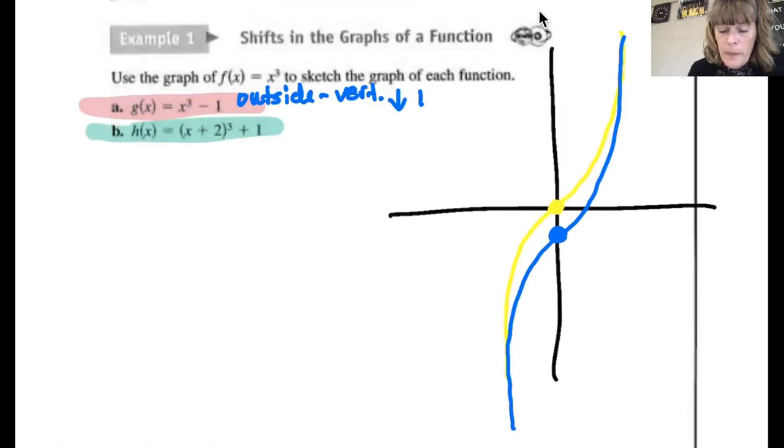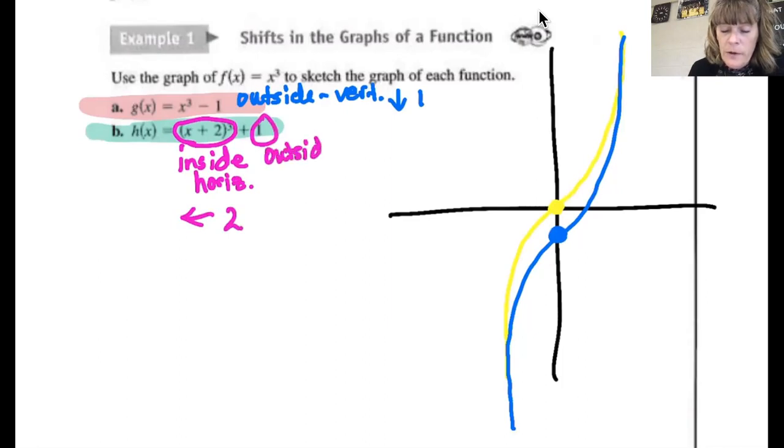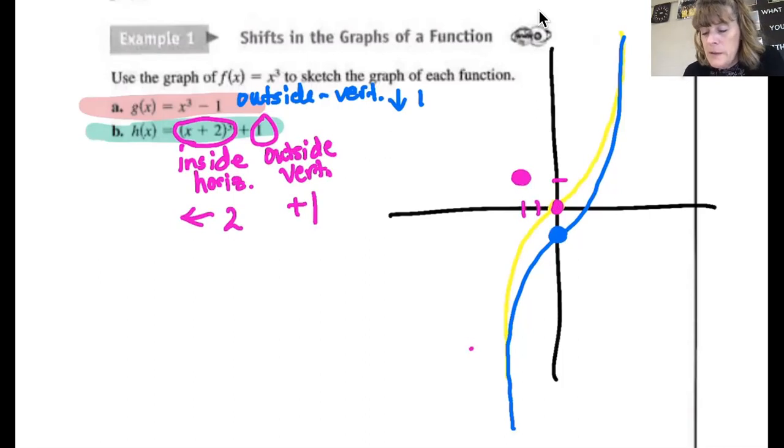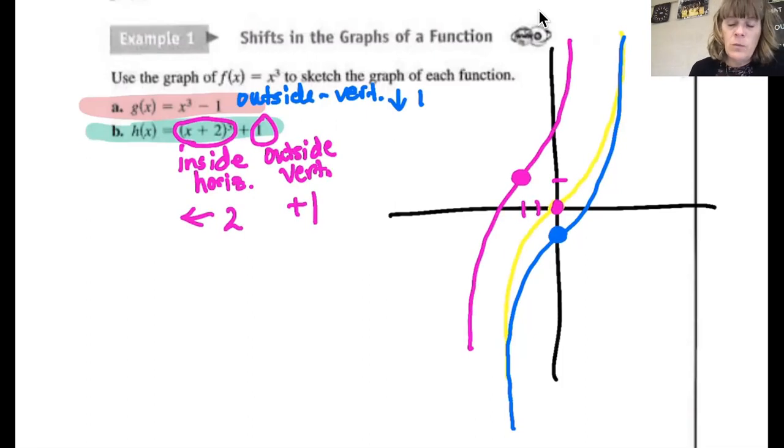This is inside, so that's a horizontal, and it goes in the opposite direction, so this would be left 2 units, and then this is outside, so that's vertical, so that is going to go up 1 unit. So we start at 0, 0, we move 2 units to the left and 1 unit up, and now we have that same general shape, only it's shifted 2 units to the left and 1 unit up.